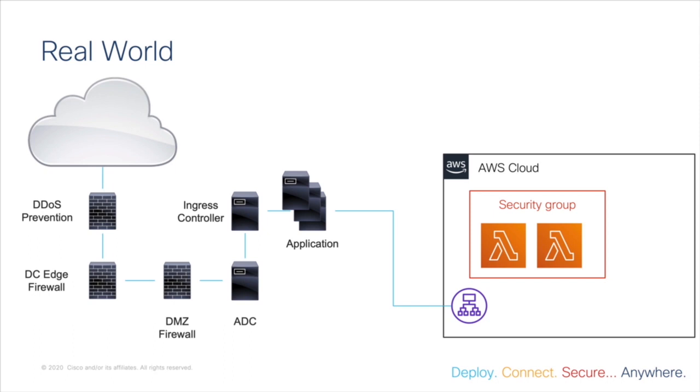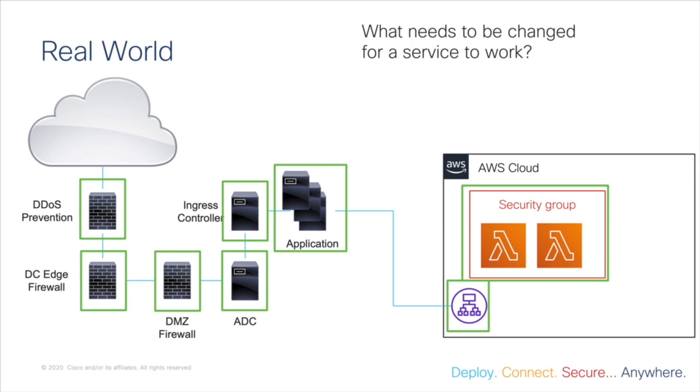So what do I need to open for this to work? Well, quite a few points. All the green boxes are where I have to do some kind of action. This action could be setting up DDoS prevention to protect the incoming traffic. It could be configuring DC Edge, or it could be just configuring some kind of group somewhere else in the environment, for example AWS, to access a service provided over there. So there's quite a bit of things we need to do.